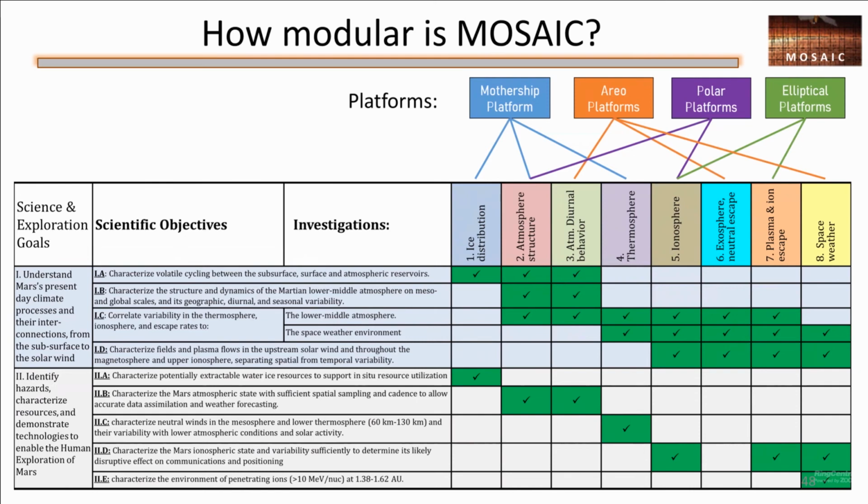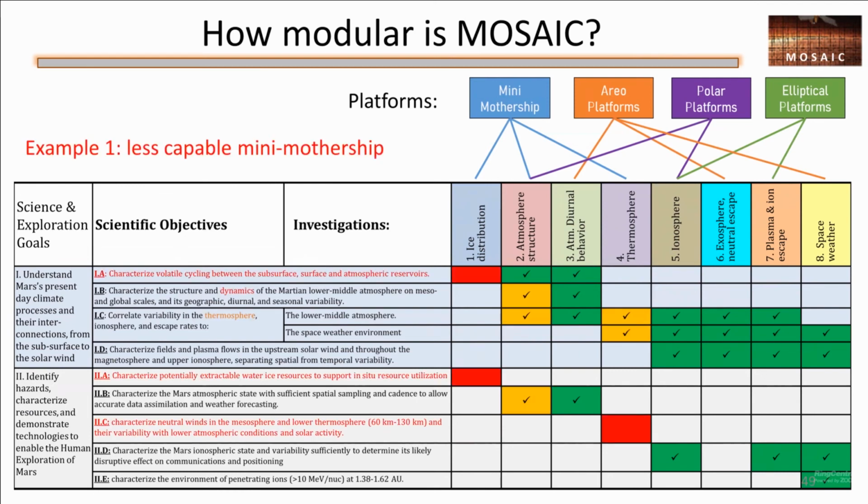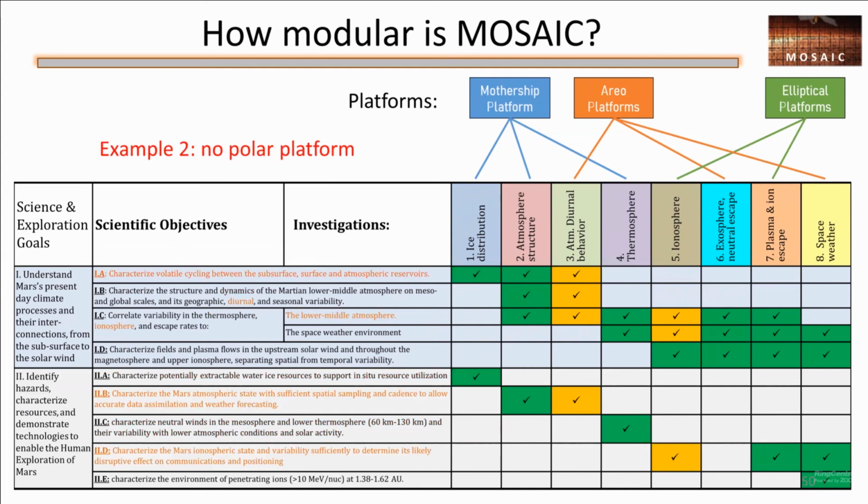So this is that same goals, objectives, and investigations chart here, shown with green check marks if we have all of the pieces in place. And just to go through a few examples of what you might lose. If you go to the less capable mini mothership, you lose all of the ice, of course, because you haven't got that big radar. You lose all of the winds, which gets you a partial loss of pieces of investigations 2 and 4 as well. So this is just an example there.